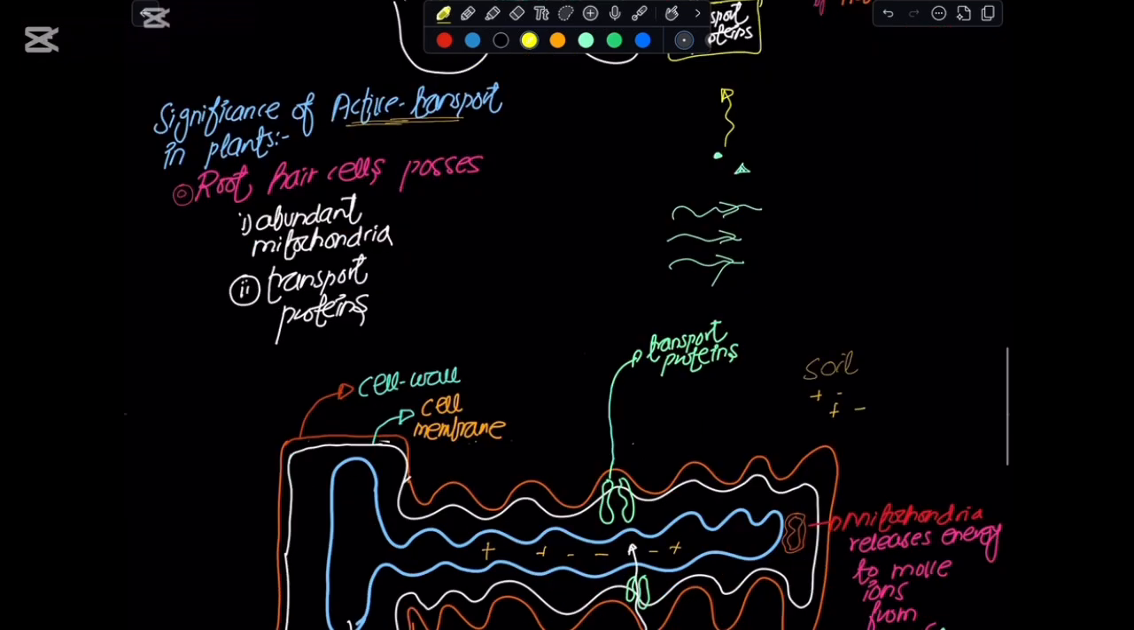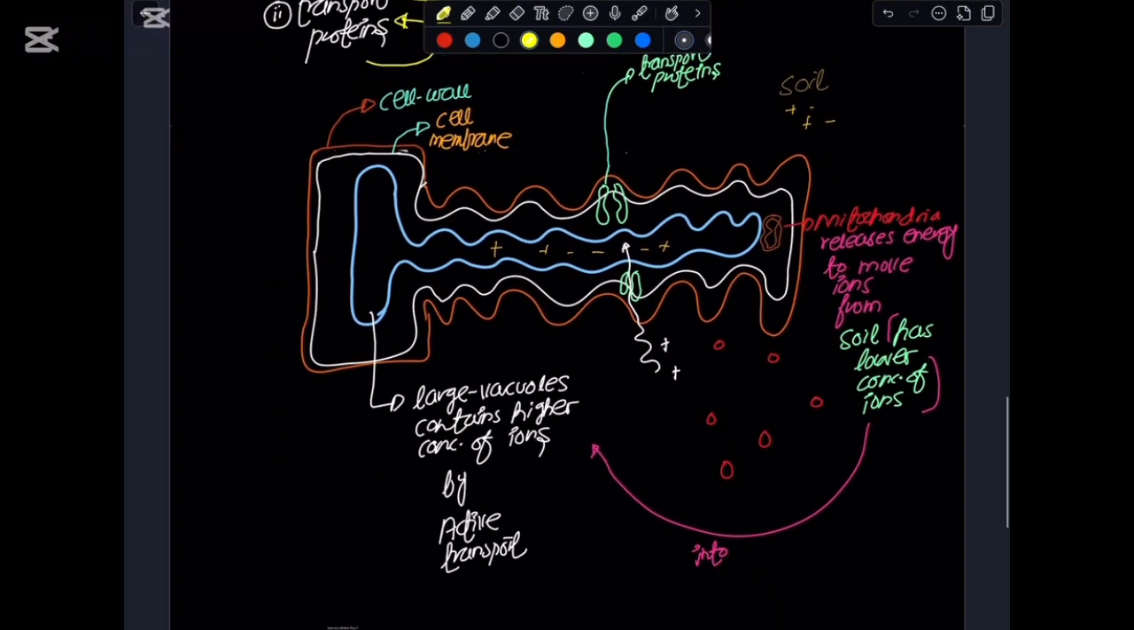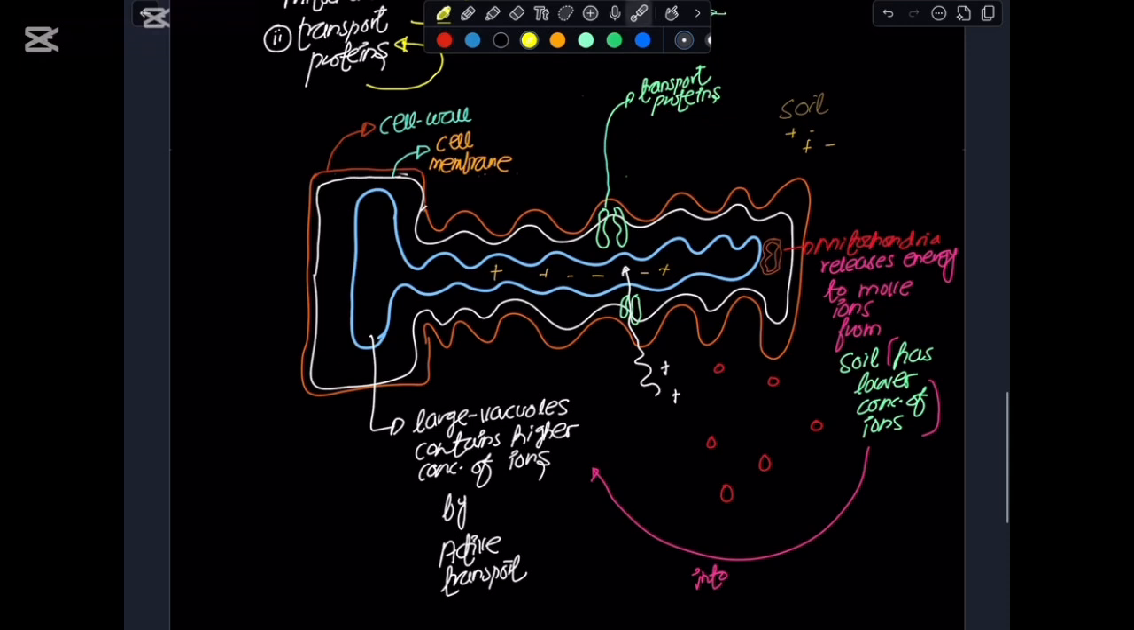Now, the other situation is that we must know how active transport is accomplished in the case of plants. Earlier, in the specialized cells section of plants, we have seen the root hair cells. These root hair cells again have abundant mitochondria, and they have transport proteins that allow them to absorb the ions. Now this structure should come to your mind in the context of active transport in plants.